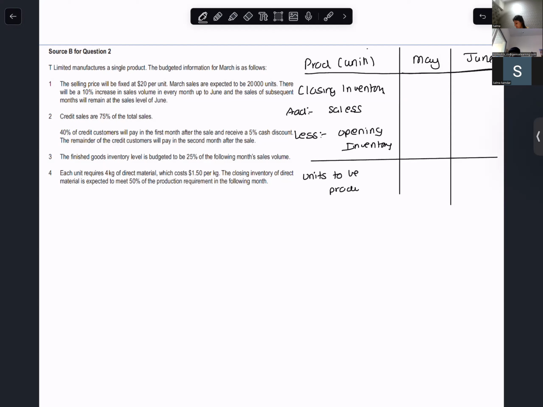Are you with me? Yeah, miss. Okay, fine. Now I have this chart that I had made for the sales and the units, right? Okay. So I'll just copy this and I will bring it down over here. So these are my sales.